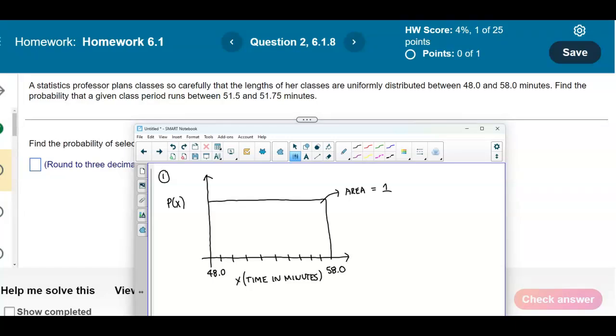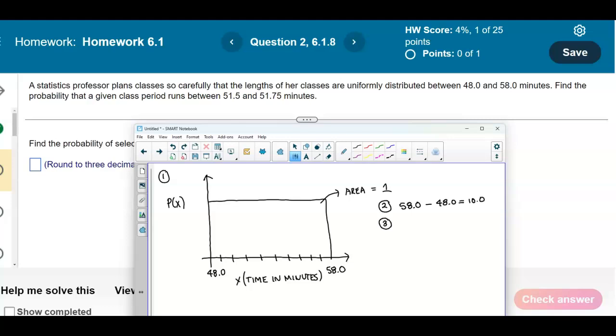Okay. So let's go ahead and find the length of that. Well, we know that the length is going to be the following. If we take 58.0 and then we subtract 48.0, then we know it's going to equal 10.0.